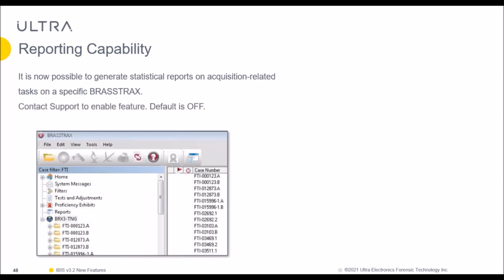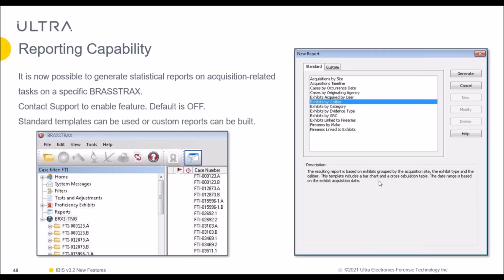And lastly, it's now possible to generate statistical reports on a specific brass tracks. Previously a match point was needed to generate reports. You simply click on the new report icon on the toolbar to launch the tool. You've got standard templates which are available for the most common queries such as exhibits by caliber or exhibits acquired by user. And then on the custom tab to the right, you have the ability to build custom reports from scratch.